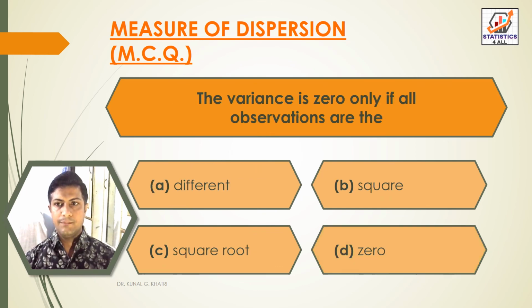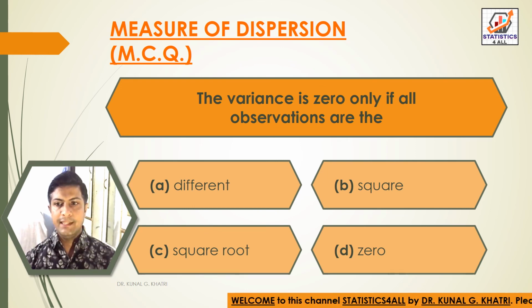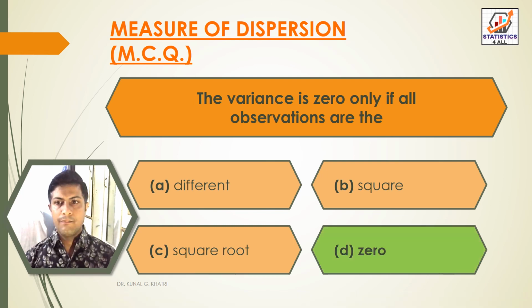Next question. The variance is 0 only if all the observations are the option A different, option B square, option C square root, option D 0. So here we have answer option D, that is 0. The variance is 0 only if all the observations are the 0.